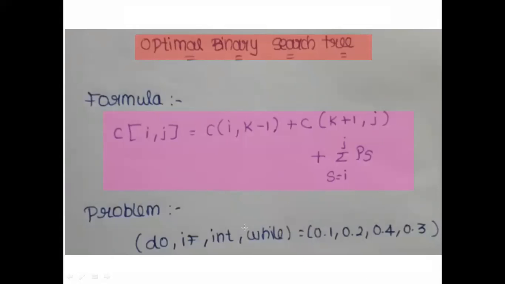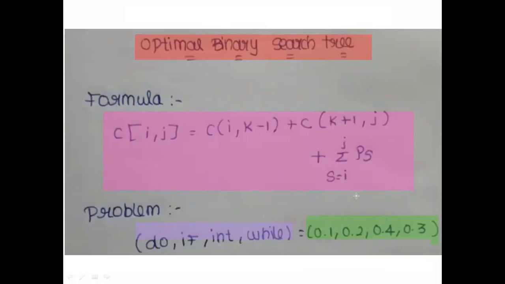So the problem is: do, if, int, while. These are the elements. Sometimes they give elements like 5, 6, 7, 2. So do, if, int, while. By using these elements, we are going to construct the optimal binary search tree. For solving this problem, they are giving the probabilities: 0.1, 0.2, 0.4, 0.3. Totally 4 elements, 4 probabilities are given.